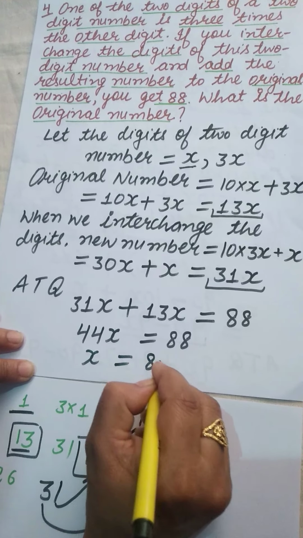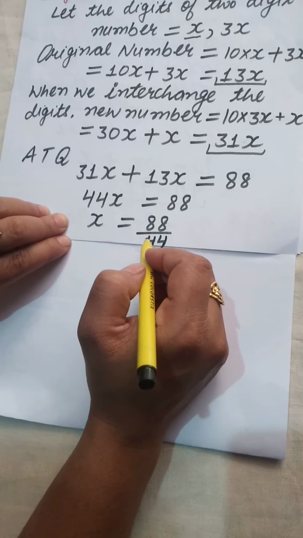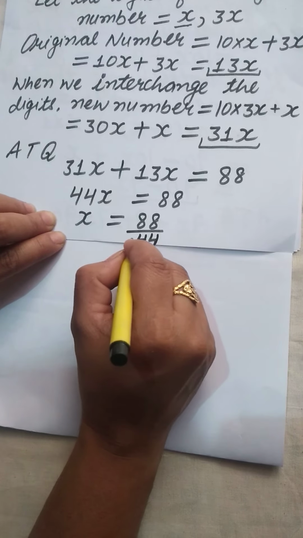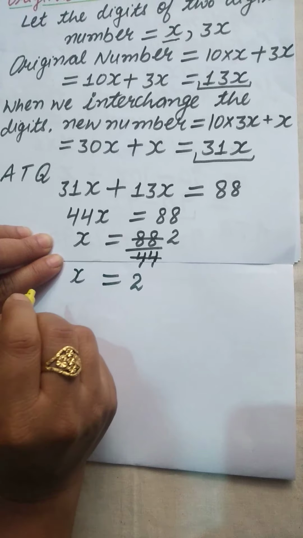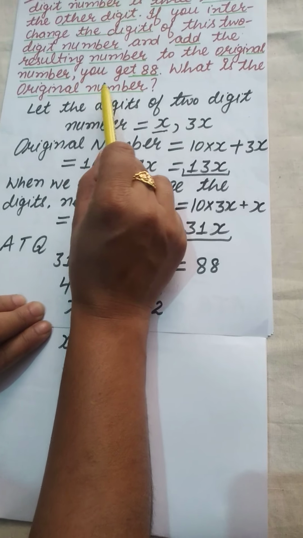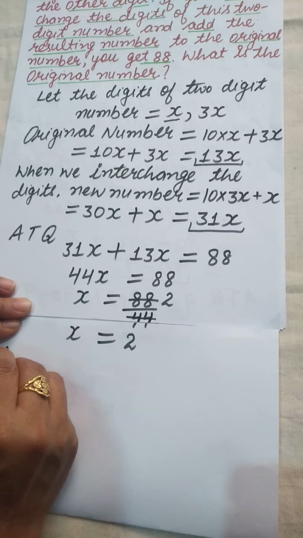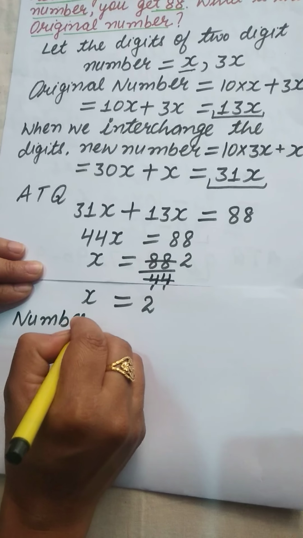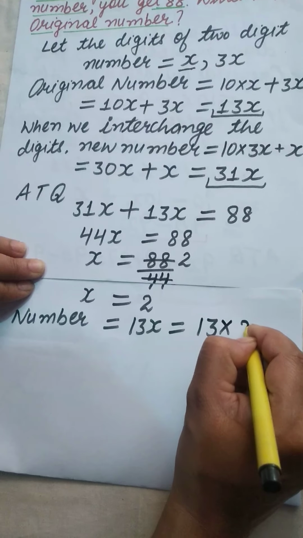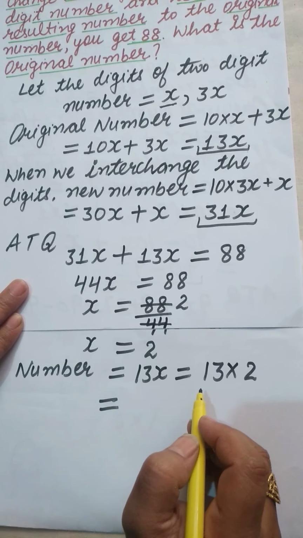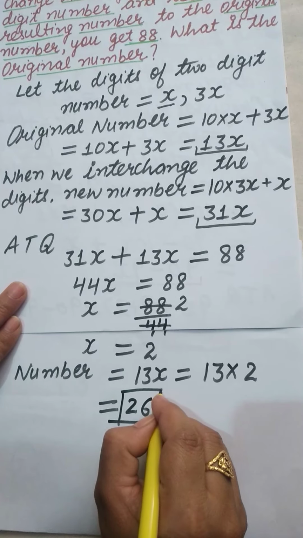So x is equal to 88 divided by 44. 88 divided by 44 is 2. So the value of x is equal to 2. As we have to find the original number and the original number is 13x, so the number is equal to 13x, that is 13 multiplied by 2. So 13 twos are 26, which is the required number.